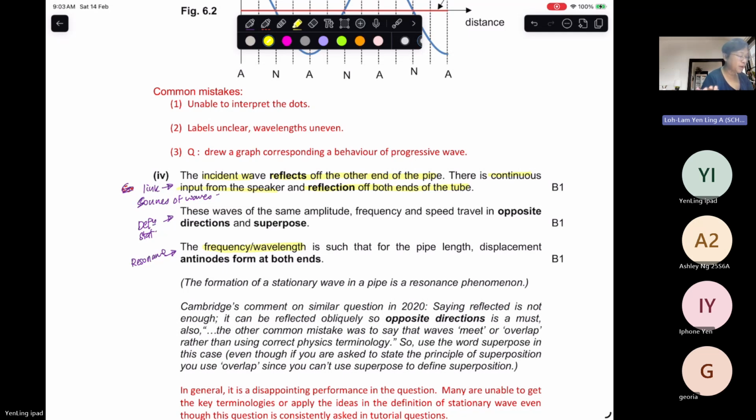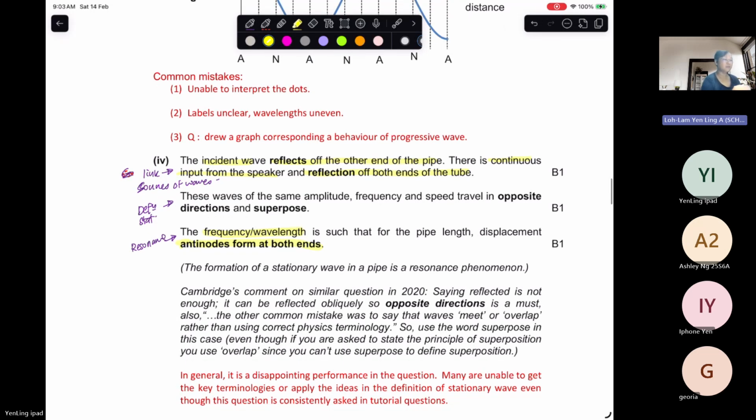All right. So what will happen is that the frequency of the wave is such that it meets that boundary condition. For this particular context, when you have antinodes forming at both ends, then you have this resonance frequency occurring. Okay, so it's not about just stating the equation and all that. It's about understanding and applying in context a definition and the conditions in that context.